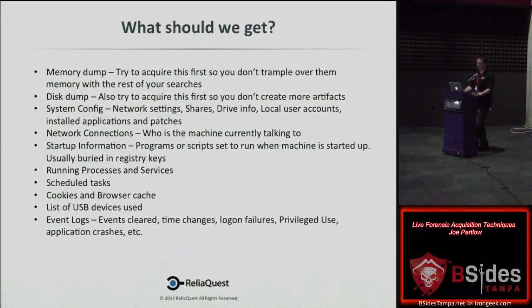So obviously, stuff like clearing of events, time changes on the system, login failures, any privileged use, application crashes. Any of that may be hints to when and how that machine was compromised, so that you can piece together your timeline. Any one of these things is probably not going to be a silver bullet for you. You're going to want to look at all these things, put them all together, see how they fit. Some of them may be totally unrelated, but some of them may have hints that can help you with other parts of the investigation.